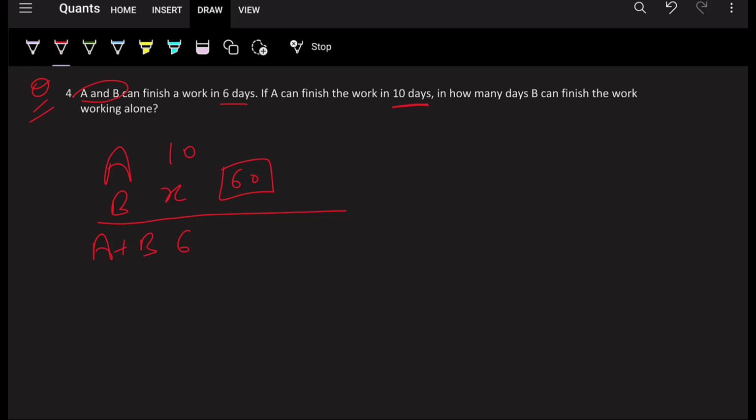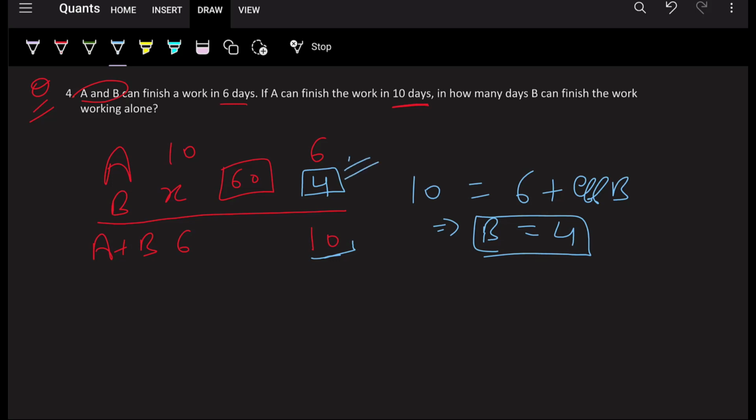Now for efficiency, A's efficiency will be what? 60 divided by 10, that will be 6. And A plus B efficiency will be what? 60 divided by 6 is equal to 10. Okay, now see here, combined efficiency of A and B is 10. This is equal to efficiency of A plus efficiency of B. Okay, so from here, efficiency of B is 10 minus 6, which is equal to 4.